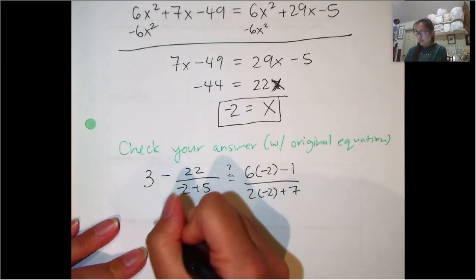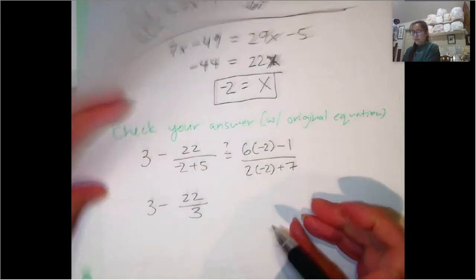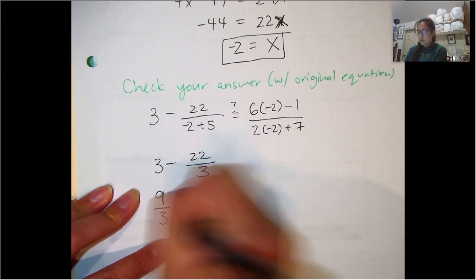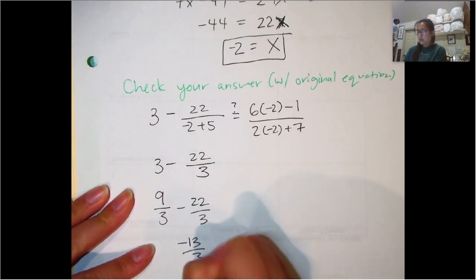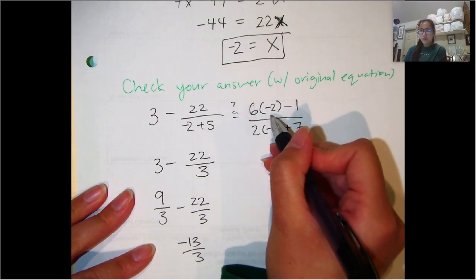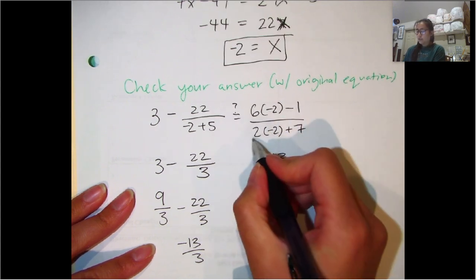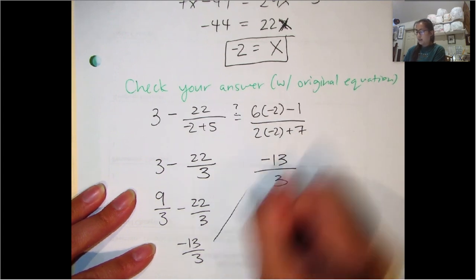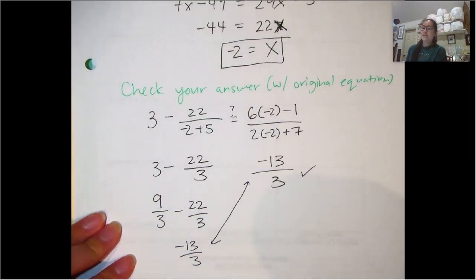So you have 3 minus 22 over 3. If you multiply 3 times 3, you get 9 over 3. So this is the same as 9 over 3 minus 22 over 3, and that equals negative 13 over 3. Let's see if we get negative 13 over 3 over here. You have 6 times negative 2, that's negative 12, minus 1, that's negative 13, over 2 times negative 2, that's negative 4, plus 7, that gets you 3. And so you have negative 13 over 3. So this works, and x equals negative 2 is in fact your answer.